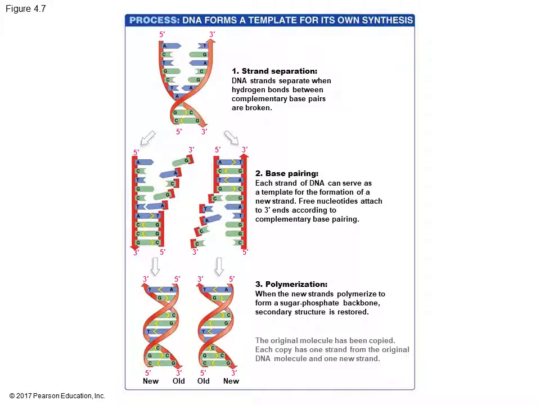In this diagram 4.7, you can see the three basic steps. The first step, the double helix is unwound and heat is applied to break the hydrogen bonds between the nitrogenous bases. Now we have two template strands and two new strands are being built, and now we end up with two new strands of DNA. But each of these strands is composed of one old strand and one new strand of DNA.